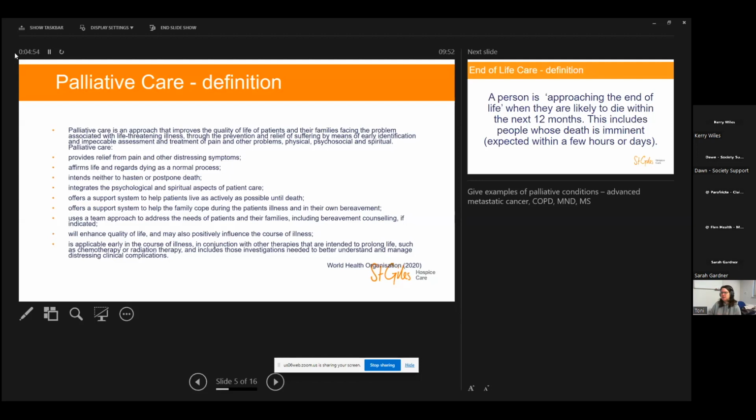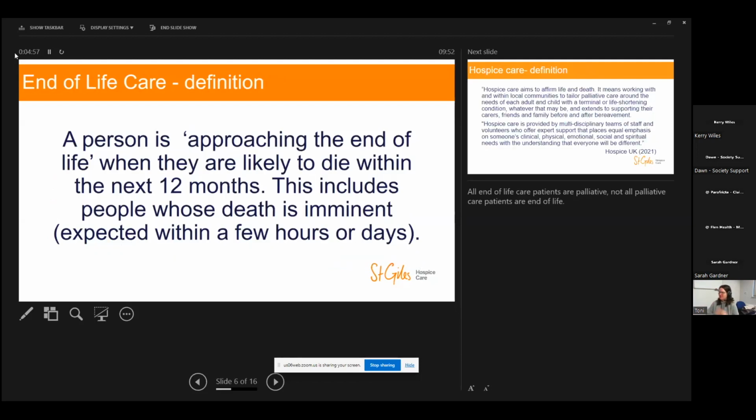And then end of life care, luckily, is a bit of a shorter definition, but is a bit more around time. So a person is approaching the end of life when they're likely to die within the next 12 months. So that includes people who are, say, a few hours or a few days away from death. So one way to think about this is all end of life care patients are palliative, but not all palliative patients are at end of life. And that's ultimately the distinction between the two.